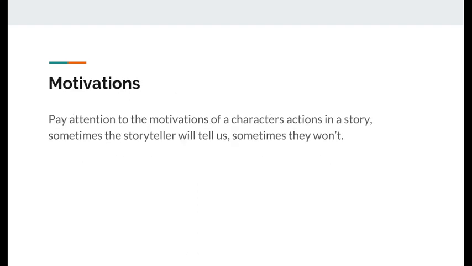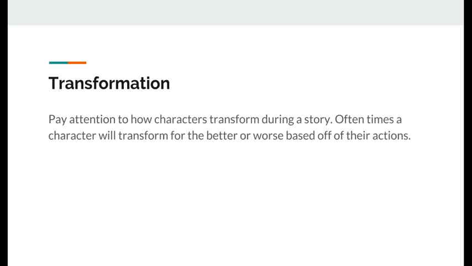So it's important to pay attention to the motivations of characters' actions in a story. Sometimes a story will tell us, sometimes they won't. If the story does tell us what motivates a character to act a certain way, make note of that. That's very important. The author wants us to know that.